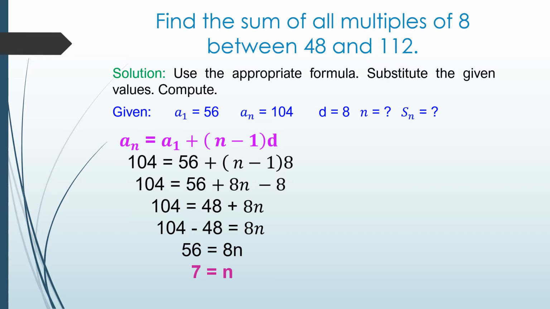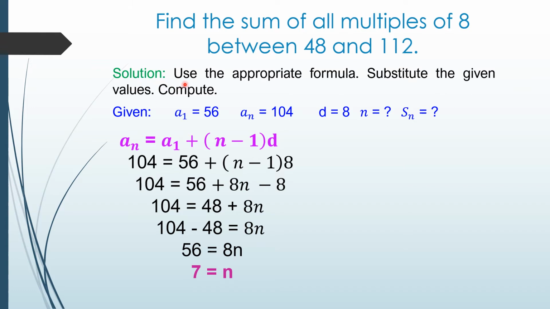Multiple ng 8 ang isang number kapag ito ay dinivide mo sa 8 at wala siyang remainder. For example, 24. 24 ay multiple ng 8 sapagkat 24 divided by 8, that is 3. Wala tayong remainder. Another example, 16. 16 ay multiple ng 8 sapagkat 16 divided by 8, that is 2. Again, there is no remainder. Simulan na natin ang pagsosolve.